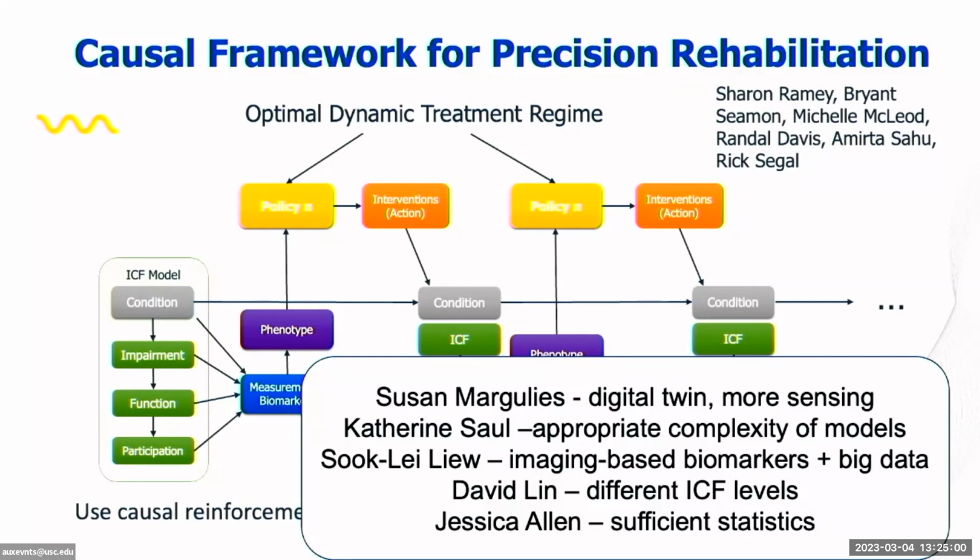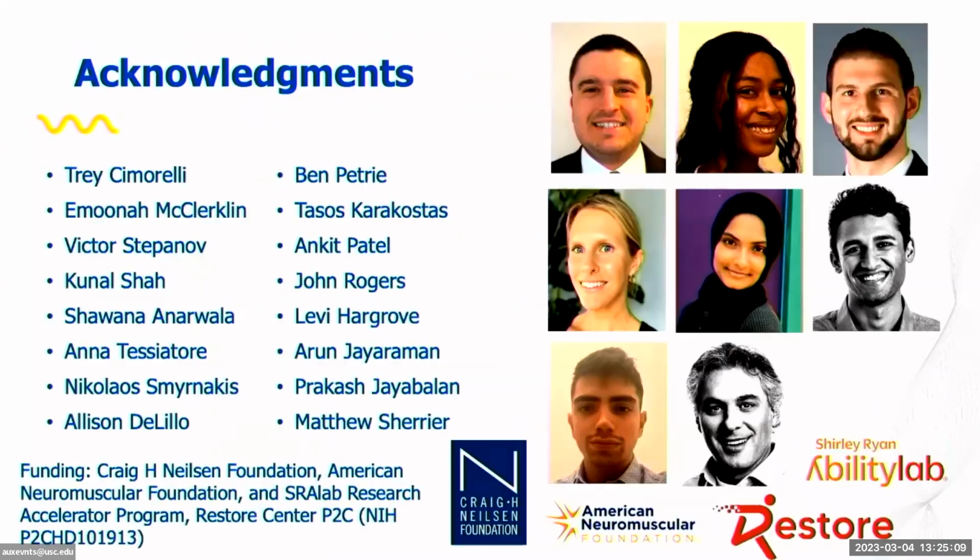really what we want to do is figure out what is the minimum battery of tests we need to give to a person to phenotype them sufficiently to drive this optimal dynamic treatment regime. And finally, I want to thank everyone that helped, the great team, and all the funding sources like Nielsen, American Neuromuscular Foundation, Restore Lab, and Sugar Ability Lab.